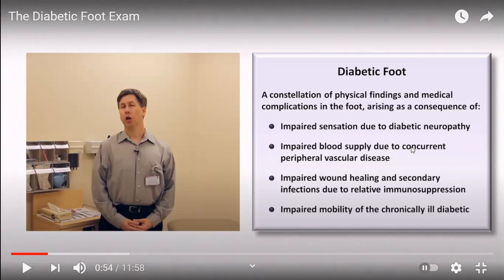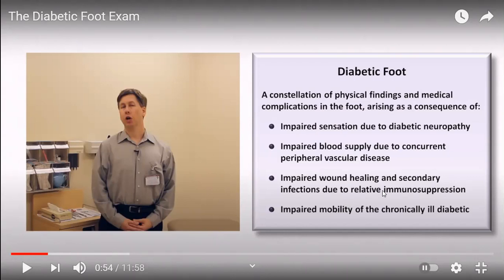Impaired blood supply due to concurrent peripheral vascular disease. So not only a sensory problem, but also impaired blood supply. If the blood supply is impaired, the local tissue will not get enough oxygen and undergoes ischemic change, and that is called necrosis. If you do not take care of it, necrosis leads to gangrene formation. So bad.